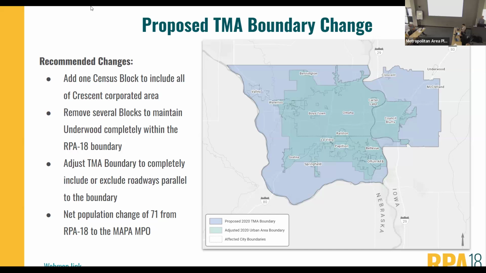Is all of L35 in there? It is. Yes, and we did maintain all of L35 within.